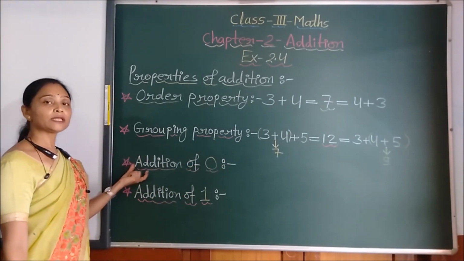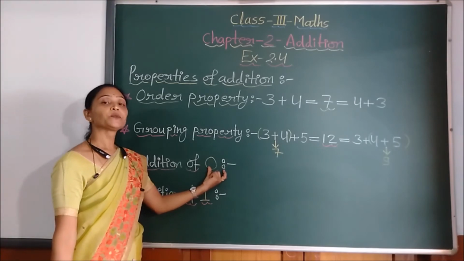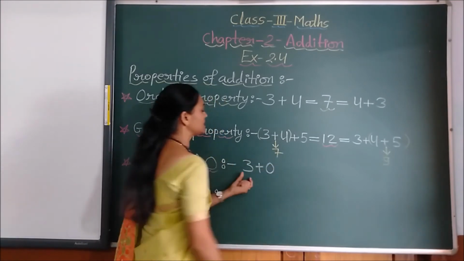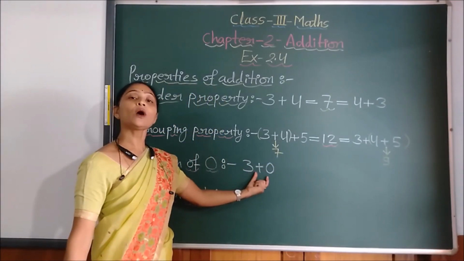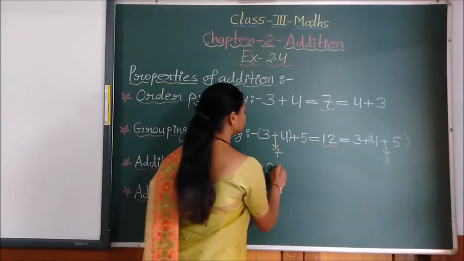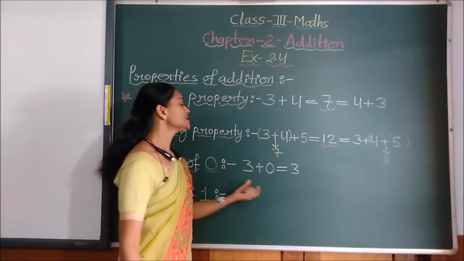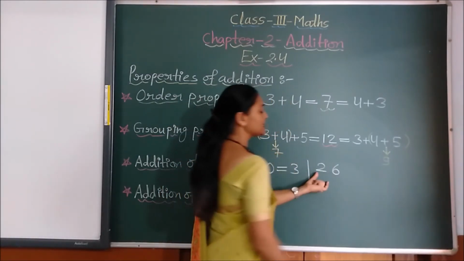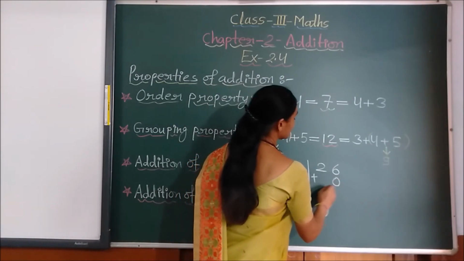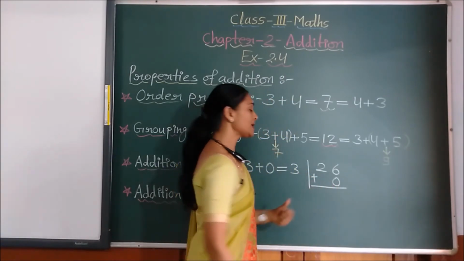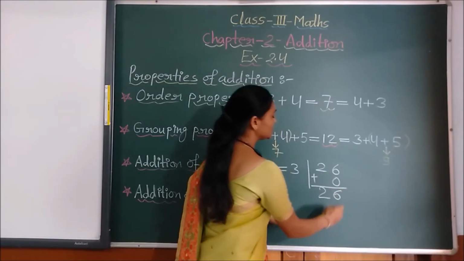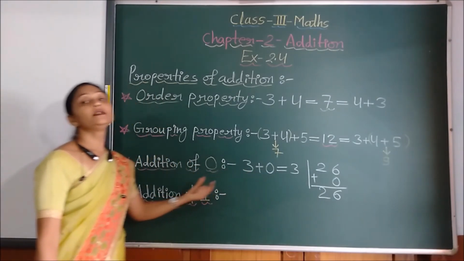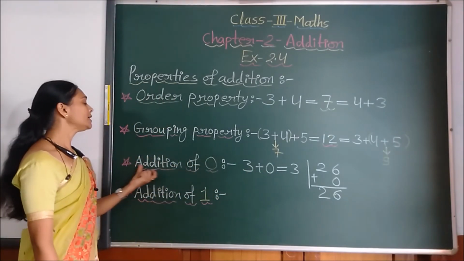Now we will see this third property, that is addition of 0. Addition of 0 means if we add 0 in any number, suppose we are writing this 3 plus 0. So 3 plus 0, how much is it children? See, 3 plus 0 is 3 only. We may see this with one more example. Little big number we may take. Suppose I am having here this 26 and I am adding this 0 in this. Then what happens? See, 6 plus 0 is 6 only, and this is 2. So what happened after adding 0? We are getting the number itself. So this is called addition of 0.